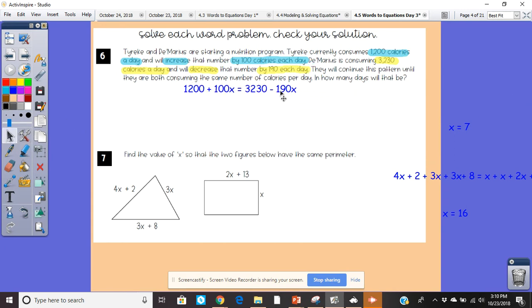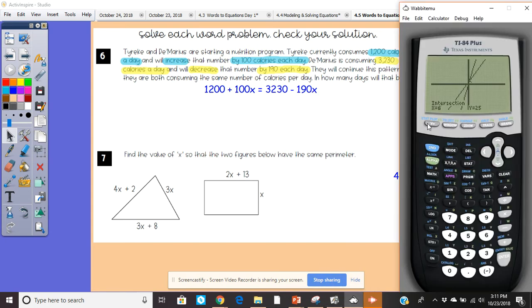So on this equation, I kind of changed it just to make it simpler. So 1,200 is going to be our starting point, and so Tyreek is increasing, so we would add 100 calories per day. Per or each is a multiplication word, so that's where my x is going to go. And then Demarius is starting at 3,230, but he's decreasing by 190 each day. So again, that's my multiplication word.